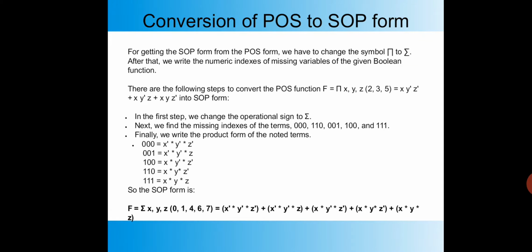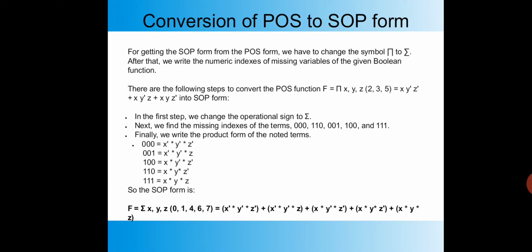Now with the example you can see here, it is a conversion of POS to SOP, so product of sum to sum of product form. How can you do that? For getting the SOP form from the POS form, we have to change the symbol pi to sigma. First you have to change the symbol from pi to sigma. After that we write the numeric indexes of the missing variables of the given function. We are going to see how exactly you can go for it.